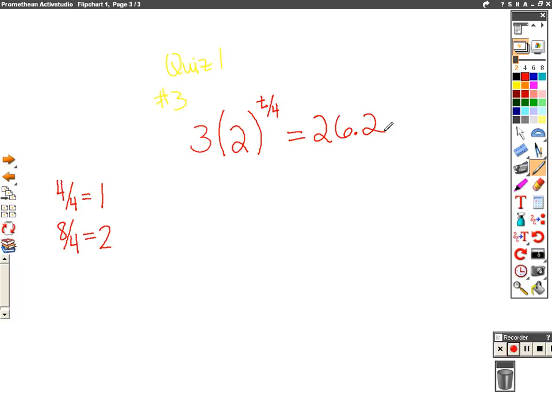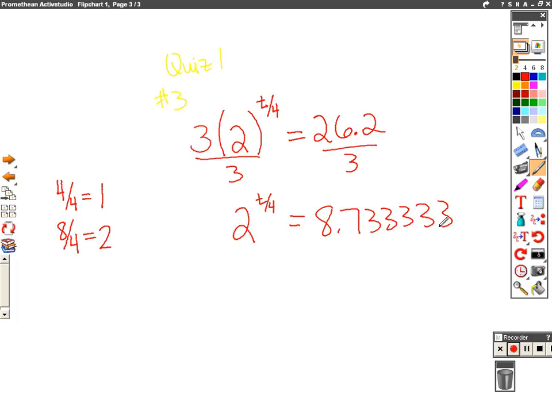Okay? So, what is your first step here? Well, I'm going to divide this by 3. Divide this by 3. I eventually need to get t by itself. So 26.2 divided by 3. This gives me 2 to the t divided by 4 equals 8.73333. Remember we talked about decimals? Go ahead and carry this out in general as far as you can. What does this give me?